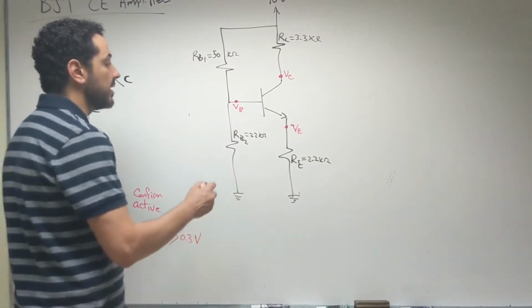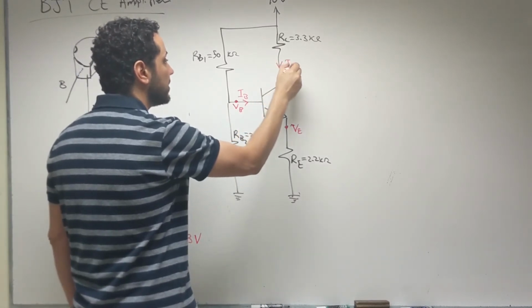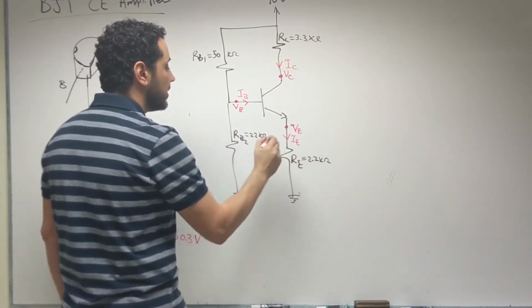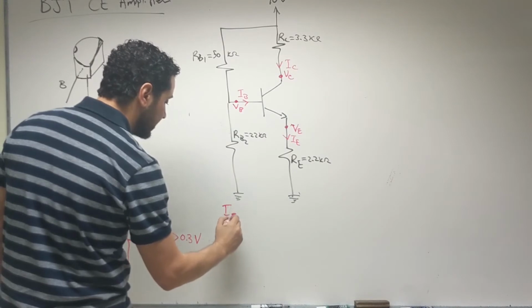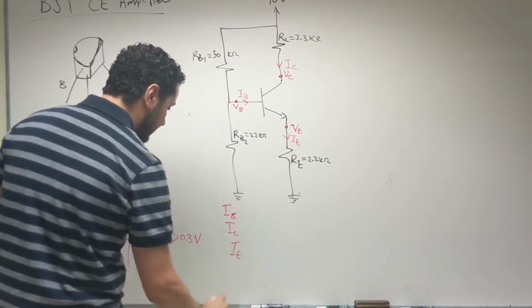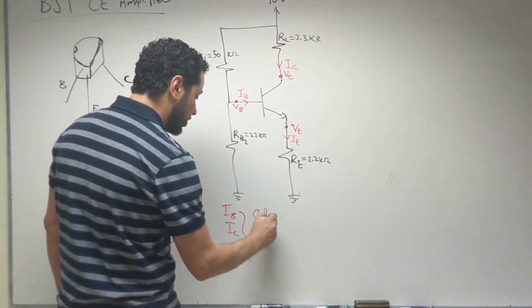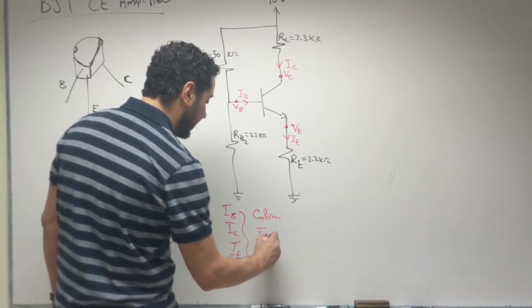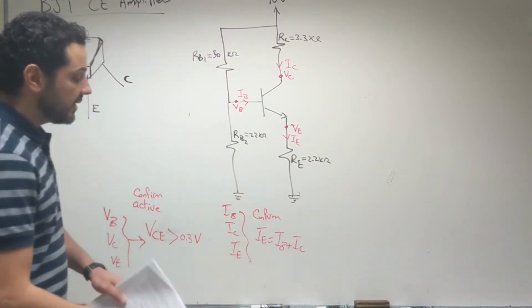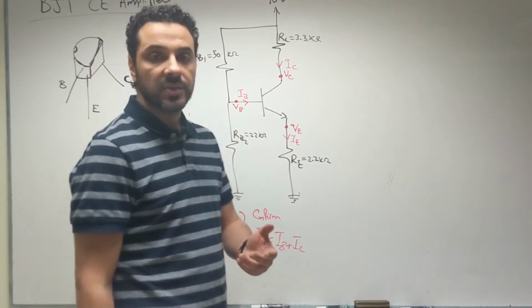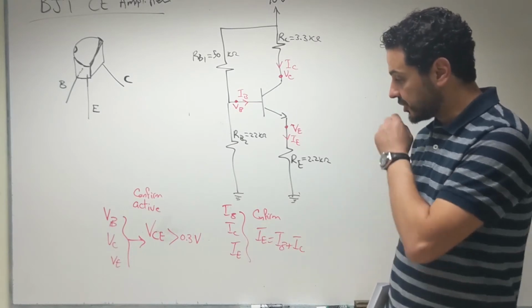So we need to measure the current in the base, the current in the collector, and the current in the emitter. So we'll have to measure I base, IC, and IE. And also from the currents, you can confirm the famous relation, which says that IE equals I base plus I collector. Let's see whether this relation is satisfied or not, and whether there are some practical errors in this relation or not.